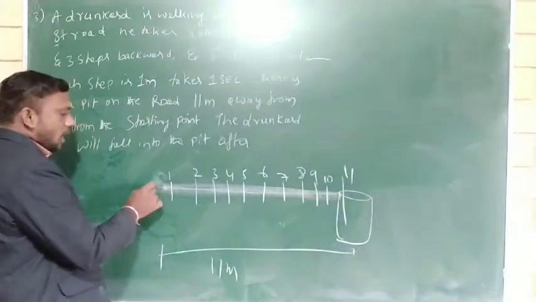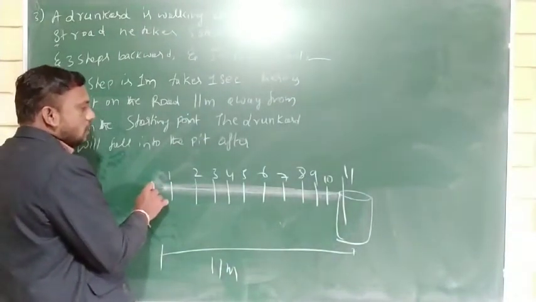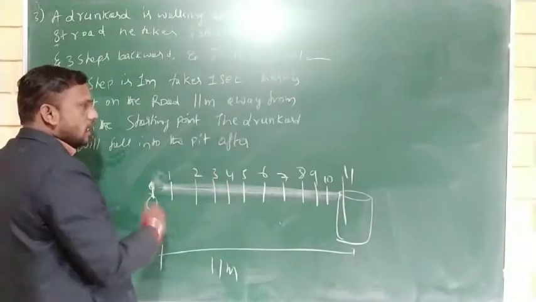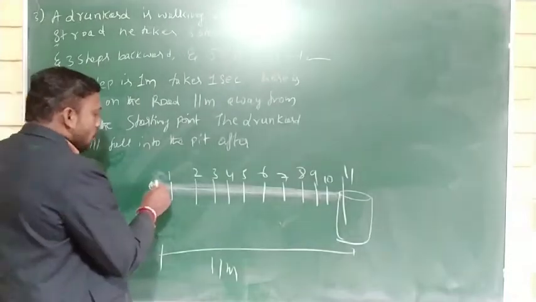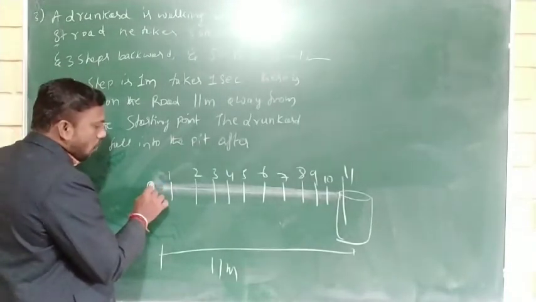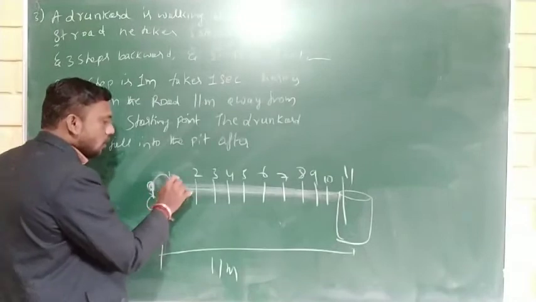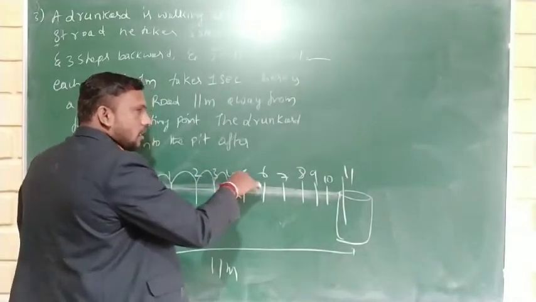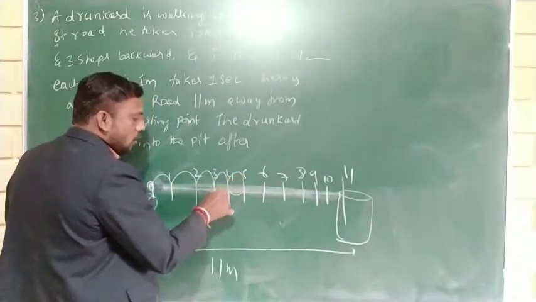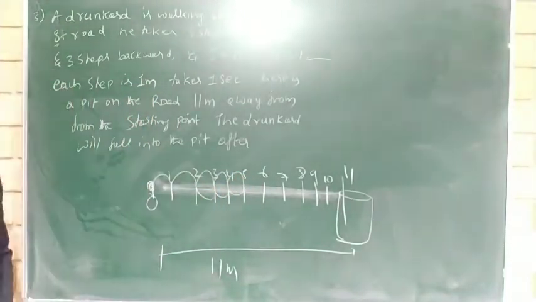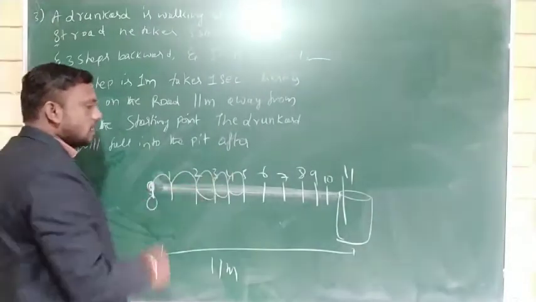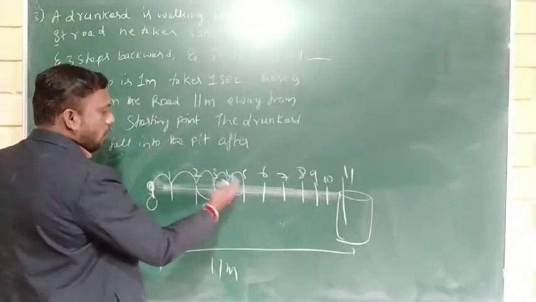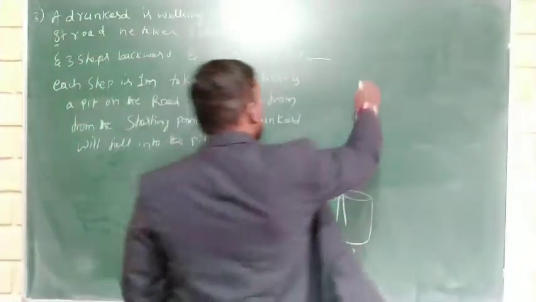A drunkard starts from the origin. He moves 5 steps forward and 3 steps backward. Similarly, 5 steps forward and 3 steps backward. 1, 2, 3, 4, 5, and 3 steps backward, 1, 2, 3. Total time taken for 5 steps forward and 3 steps backward is 8 seconds.